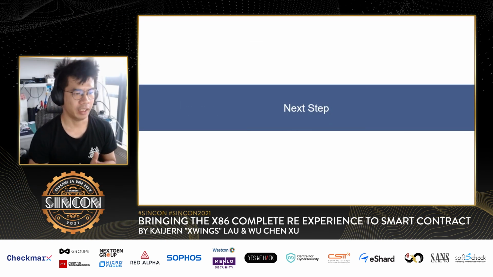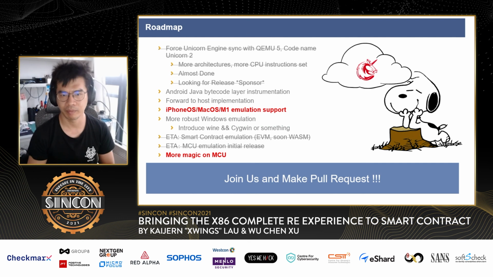So, thank you for the demonstration. Before I end the entire sharing session, there are some other things that we would like to share. Finally, we released Unicorn 2 that integrates with QEMU 5, so you have the complete CPU architecture that is supported by QEMU 5.